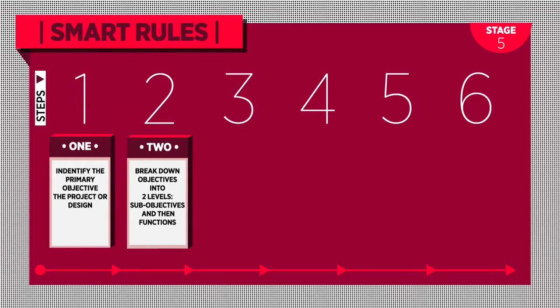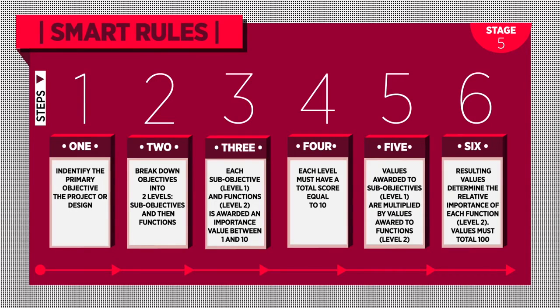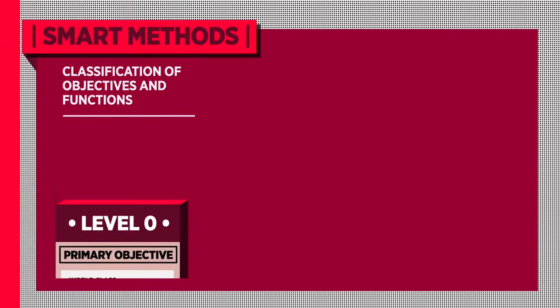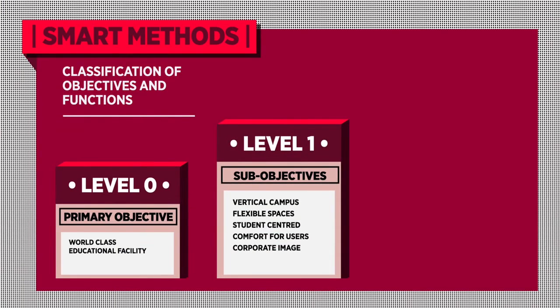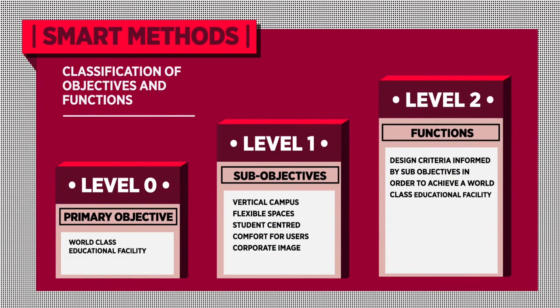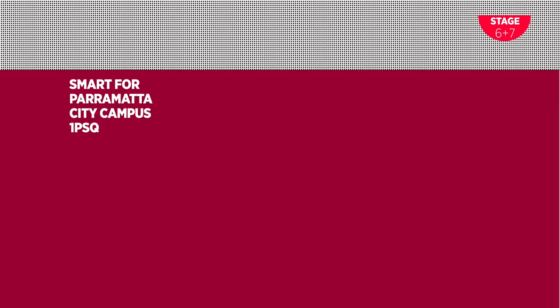The process in summary and the scoring system is given here. The objectives and functions identified need to be hierarchically classified. Now we can see we have 3 layers of objectives and functions that are classified. This is shown here. This is where we create the SMART diagram.